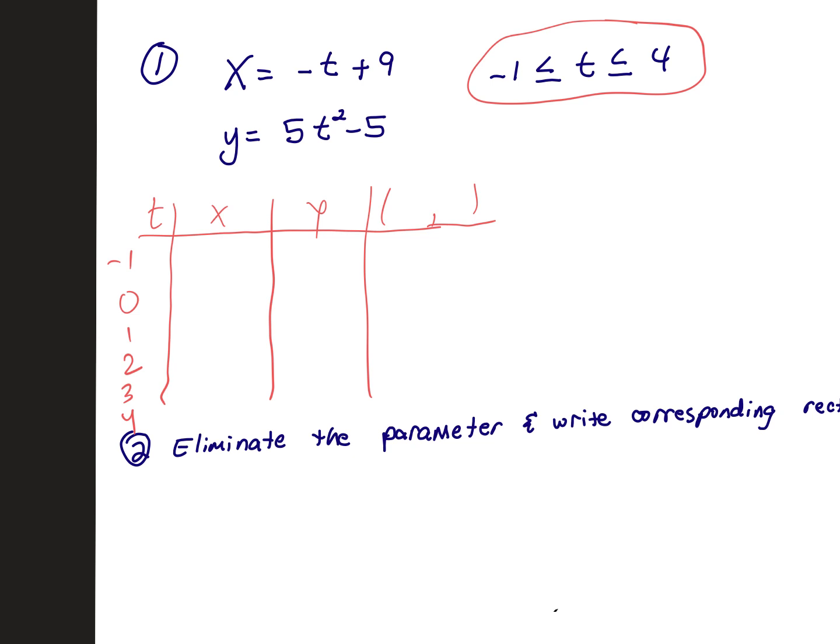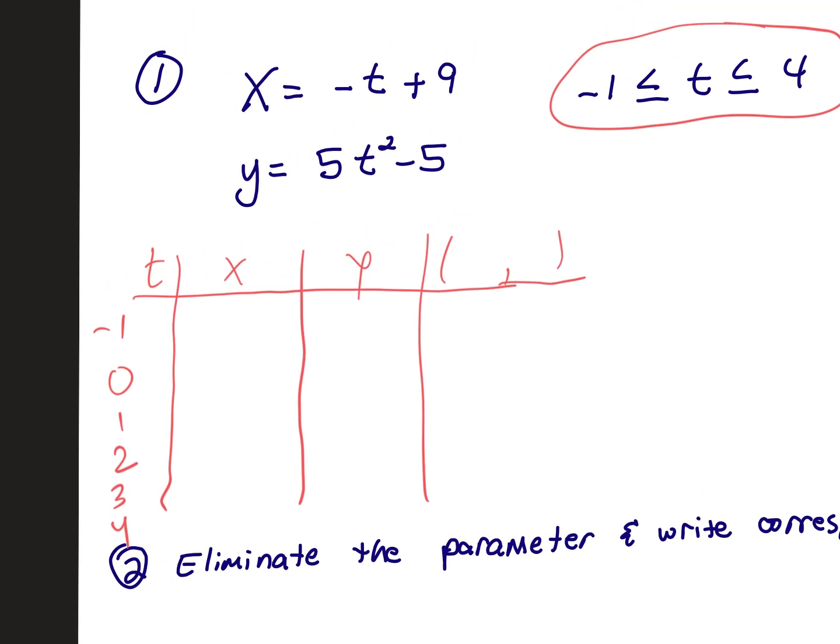So I'm going to plug in -1 for t in the X equation. So I have 1 plus 9. What does that become? 10. Does everybody see that? Now on the bottom, I say 5 times -1 squared minus 5. What is -1 squared? Times 5. And 5 minus 5 is 0. Okay, so now we plug in 0. So I have 0 plus 9 gives me 9. And then I have 5 times 0 squared minus 5 gives me -5.